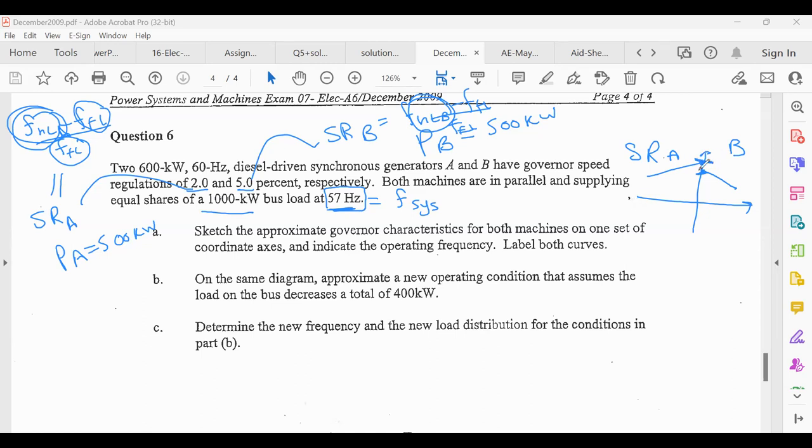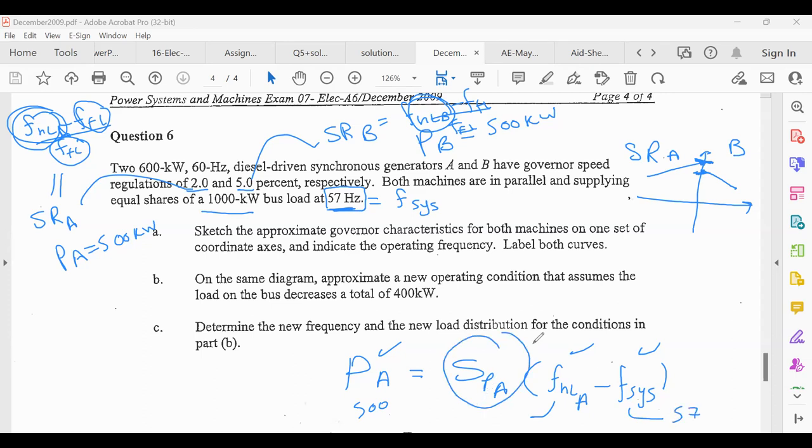After having the no load, you can get the slope, because the power of A equals the SP of A times the frequency of no load of A minus the frequency of the system. You have this, you have the power 500, and this one we calculated as 57. You can get the slope.